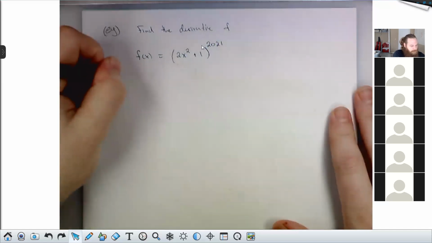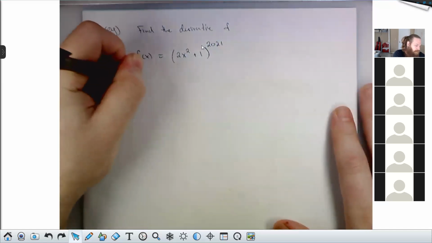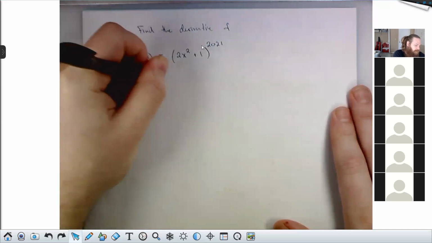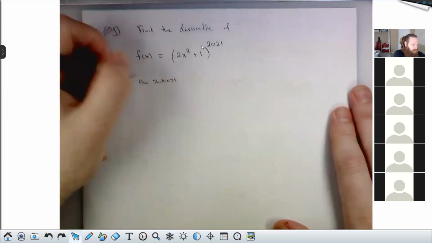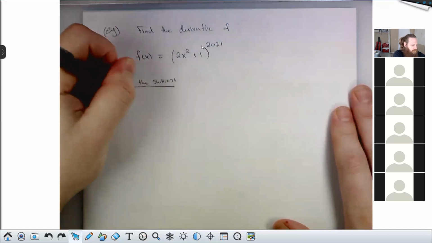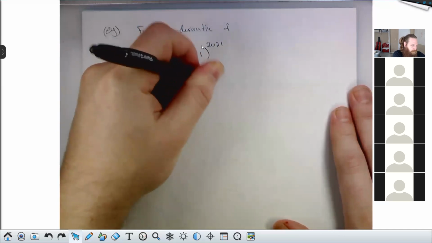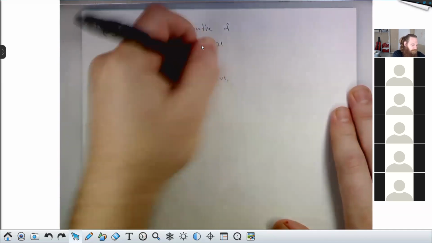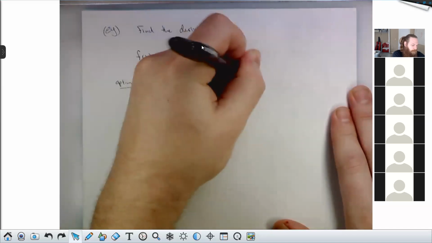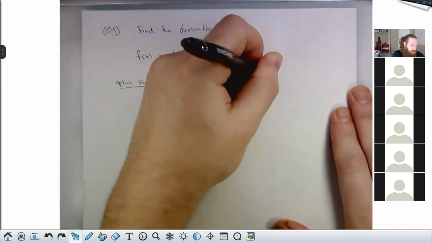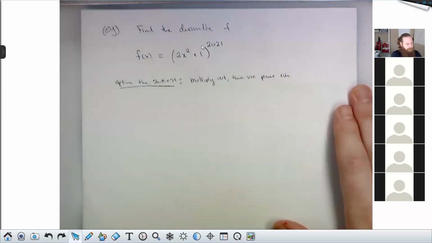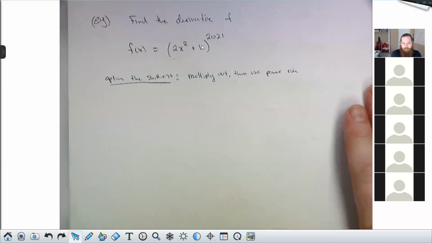So option 1, the worst: multiply out, then use the power rule. Multiplying this out will take the rest of my natural life. I don't really want to do that. I don't think you do either.